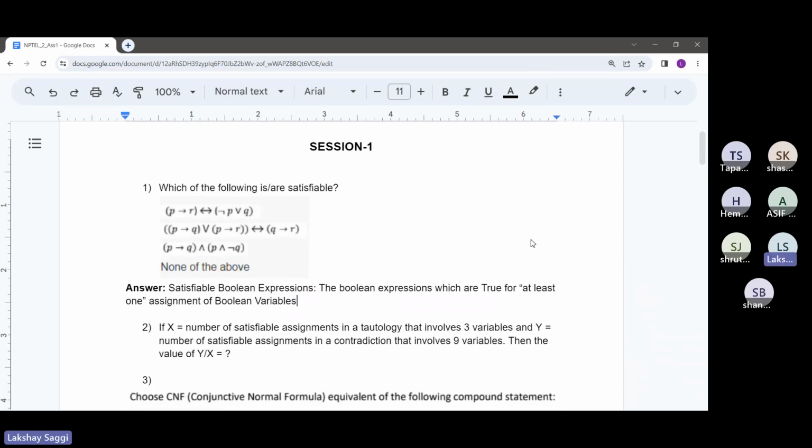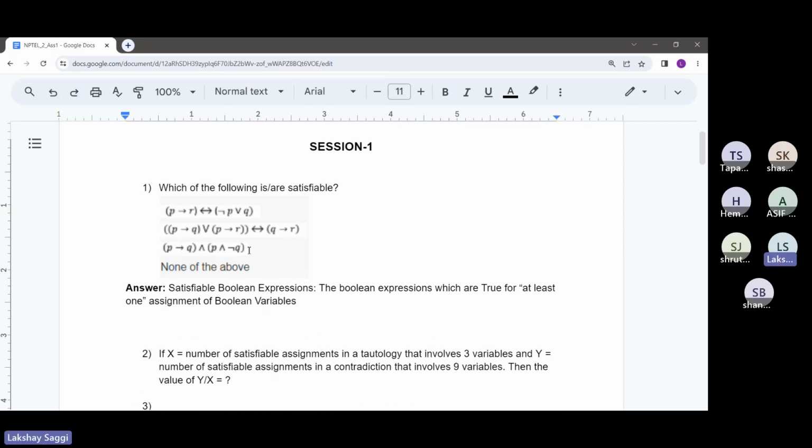I was discussing the definition of satisfiable Boolean expressions: Boolean expressions which are true for at least one assignment of Boolean variables. Now we have to answer which of the following expressions are satisfiable. For each of these expressions, we just need to check whether there exists at least one assignment of Boolean variables in which this expression will have a truth value of true. Do you want to try this out yourselves?